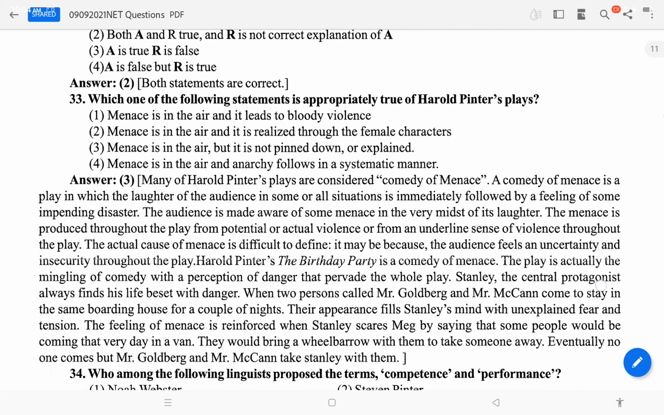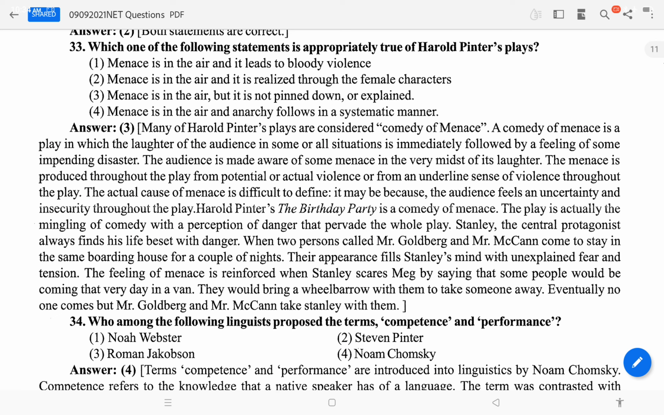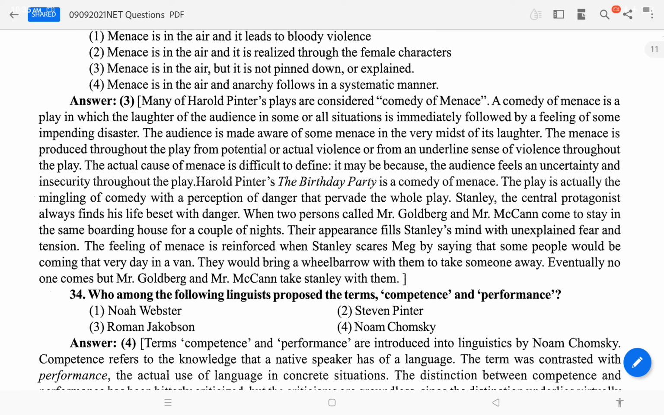Let's see question number 33. Which of the following statements is appropriately true of Harold Pinter's plays? So you should follow Harold Pinter deeply, because Harold Pinter is always asked in the NET exam. So the answer will be 3. Menace is in the air, but it is not pinned down or explained. Many of Harold Pinter's plays are considered as comedy of menace.